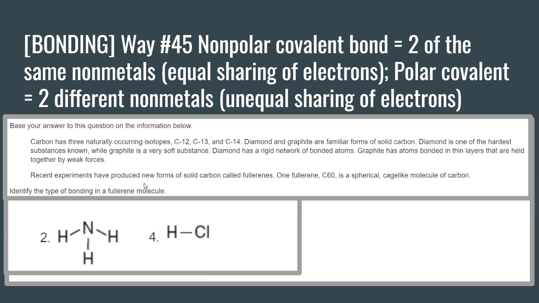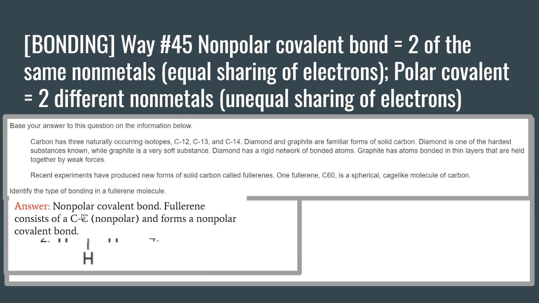Recent experiments have produced new forms of solid carbon called fullerenes. One fullerene, C60, is a spherical cage-like molecule of carbon. Identify the type of bonding in a fullerene molecule. The type of bonding present in a C60 molecule. Notice that here we have carbon bonding with itself. It's the same nonmetal. Therefore, your answer should include a nonpolar covalent bond. The reason why is because carbon and carbon are the same nonmetal, and they always form nonpolar covalent bonds. These electrons get shared equally between each carbon atom.